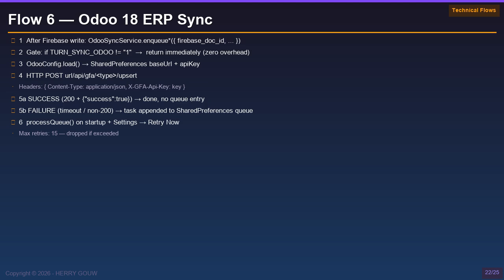If Odoo returns 200 with success true, the task is done. On any failure, timeout, network error, or non-200 response, the task is serialized to the shared preferences queue. The queue is processed on every app startup and can be manually retried from the settings screen. After 15 failed attempts, a task is dropped to prevent queue bloat.